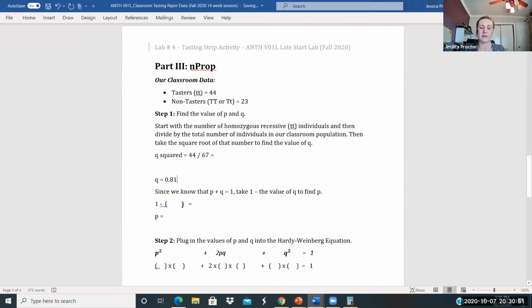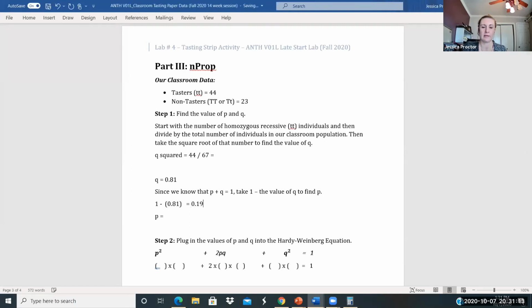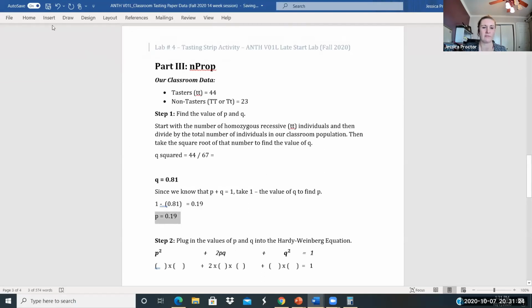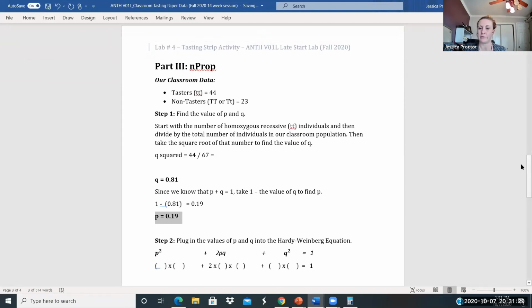Okay, and since we know that P plus Q has to equal 1, then we simply invert it. So we're going to take 1 minus the value of Q, which is 0.81, and that's going to give us the value for P. We pull up our calculator. 1 minus 0.81 gives us 0.19. Okay, so 0.19, that's our value for P. Remember, we want to make it really obvious, either bolded, or if you're writing, put a square or a circle around it. We want it really obvious. What's the value of P? What's the value of Q? So we don't end up mixing them up.